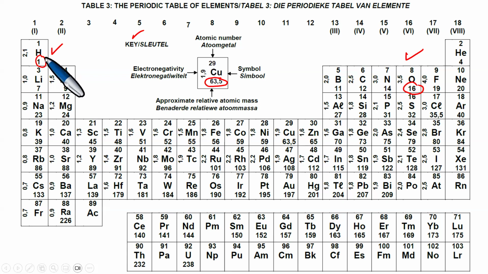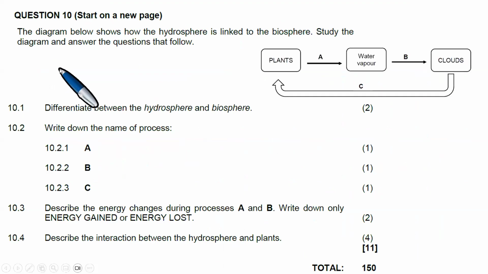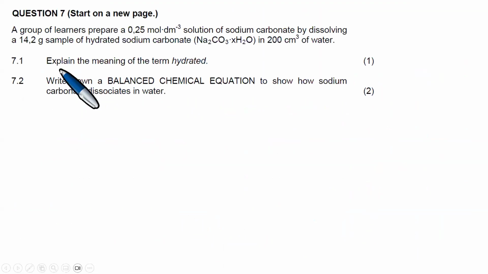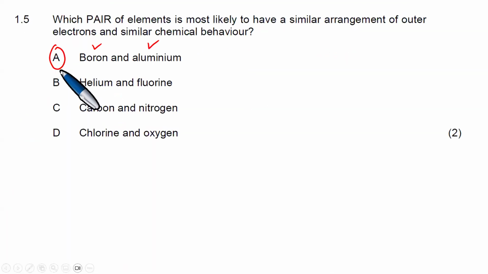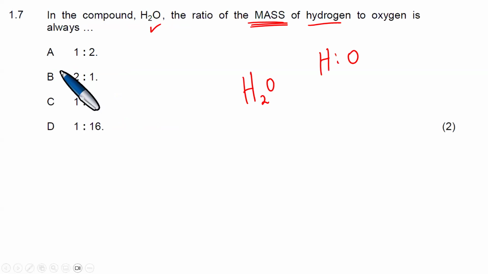Then what do we do at this point? So we saw 1 and 16. Let's use that here to answer this question. At this point, we are looking at 1.7, and we are saying, if you're looking at the ratio of the mass of hydrogen to oxygen, which one therefore?